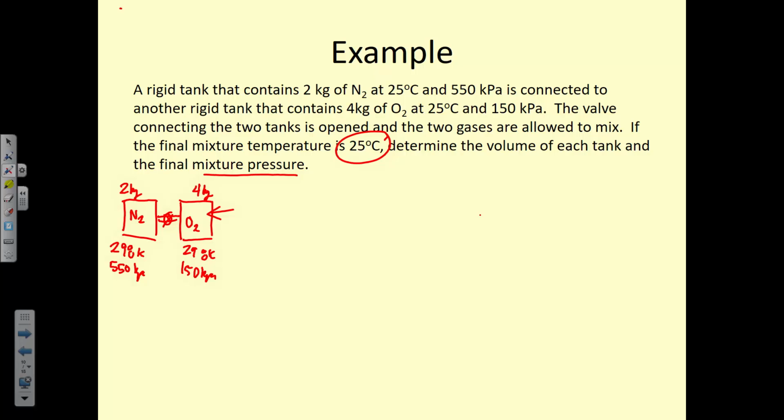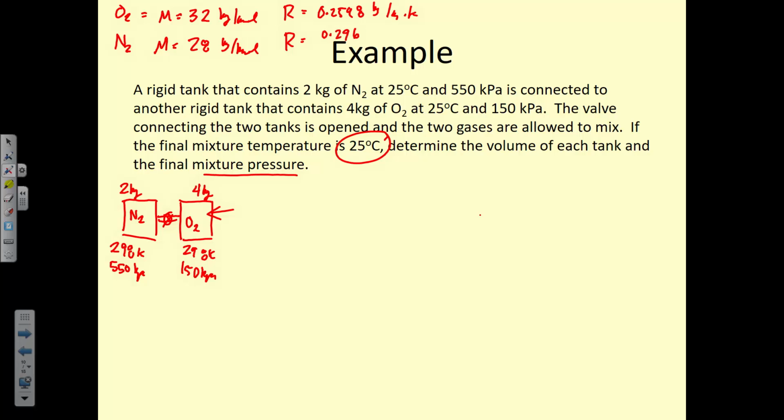Okay, so we look up some characteristics of oxygen. We have M is equal to 32 kilograms per kilomole. For nitrogen, we have M is equal to 28 kilograms per kilomole. And our R value for oxygen is 0.2598 kilojoules per kilogram Kelvin. And the R value for nitrogen is 0.2968 kilojoules per kilogram Kelvin.